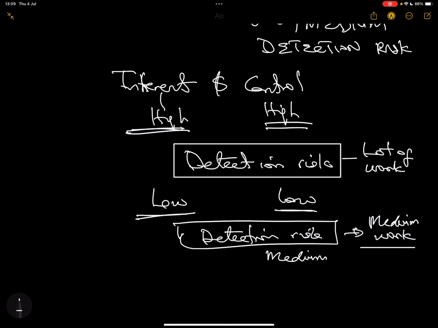And why will you do that? Because inherent risk is low and control risk is low, or maybe one of them is low as well. So that is how audit risk affects our work.